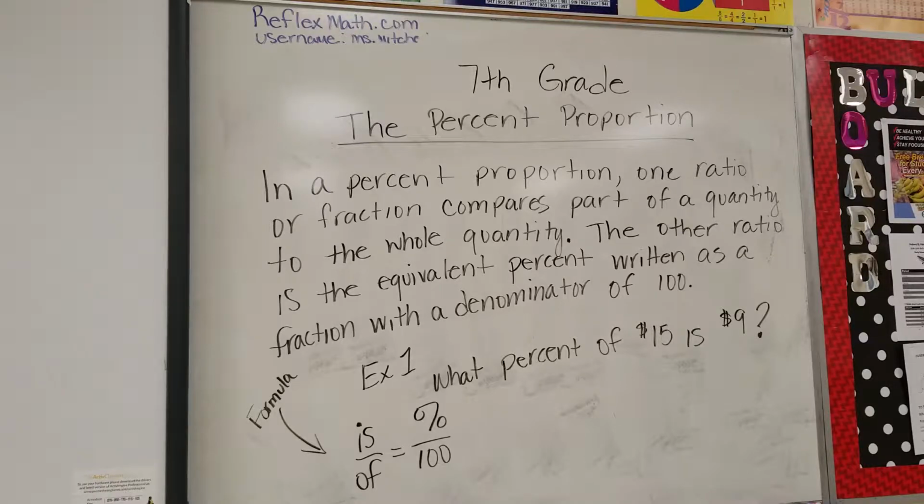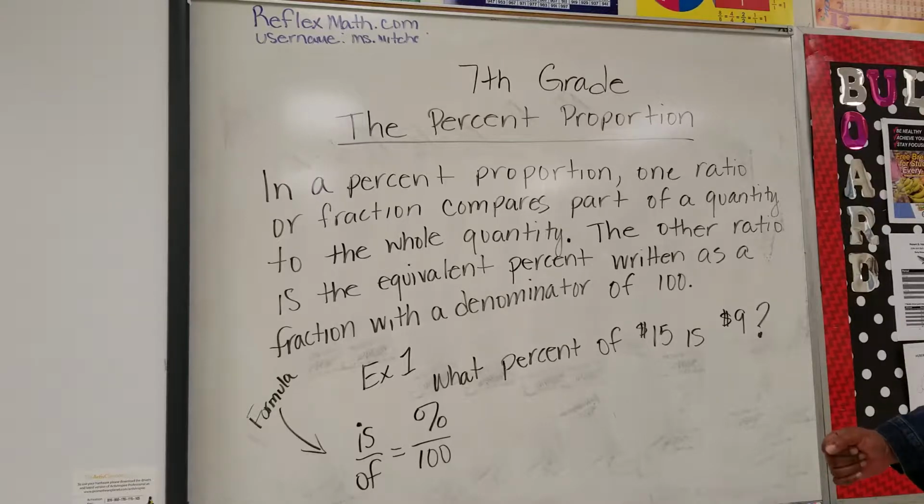Remember, if you need to write down any notes, pause the video and write, and then press play when you're ready to move on. In a percent proportion, one ratio or fraction compares part of a quantity to the whole quantity. The other ratio is the equivalent percent, written as a fraction with a denominator of 100. And I'll put that into context, okay?